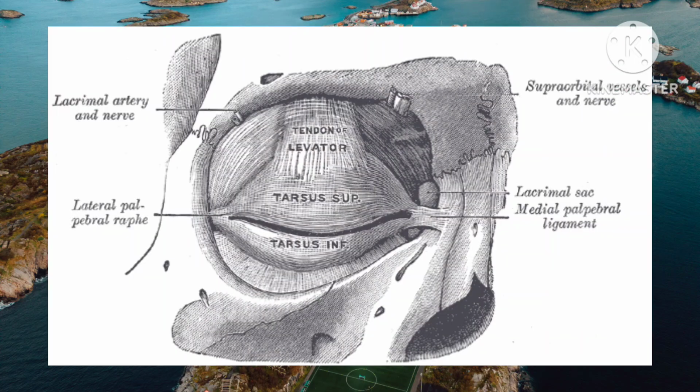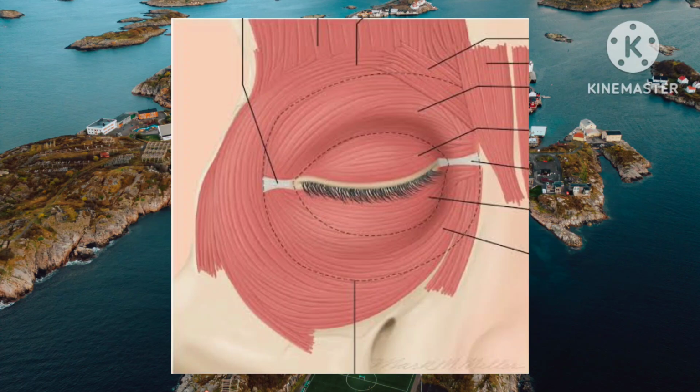The lacrimal sac is related anteriorly to the medial palpebral ligament and the orbicularis oculi muscle. Medially, the lacrimal groove separates it from the nose. Laterally, it is related to the lacrimal fossa and the lacrimal part of the orbicularis oculi muscle.